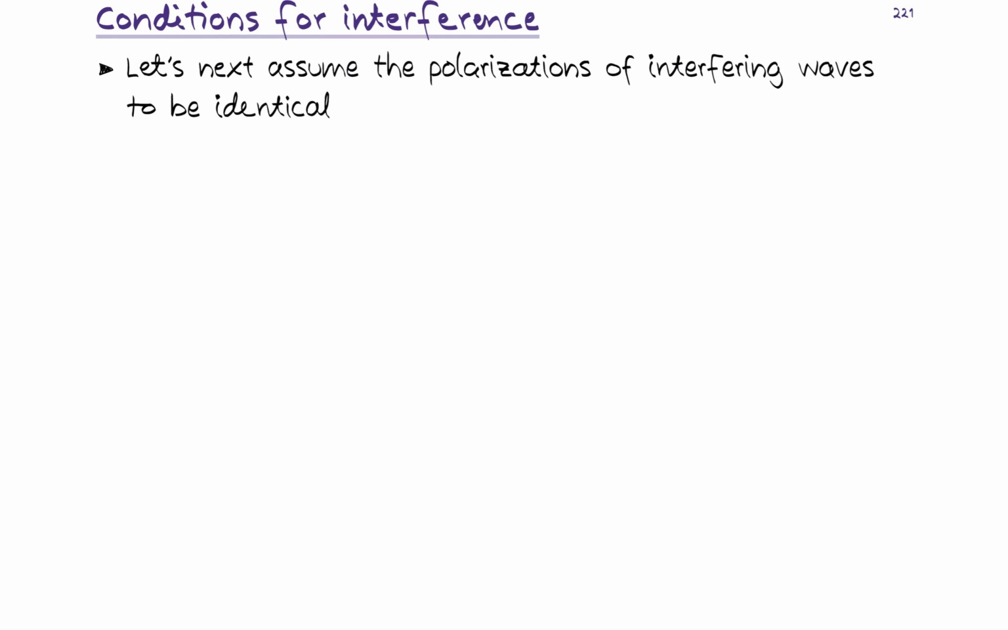So let's now proceed. And for simplicity, let's just assume that the polarizations of the interfering waves are identical. And basically we can assume that they are parallel. And in this case, the math is simplified. So for example, the two terms are equal since the polarizations are identical. And essentially we can write these in a scalar form.